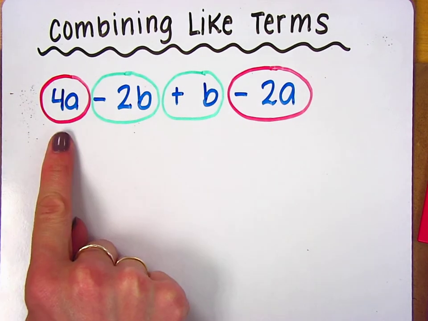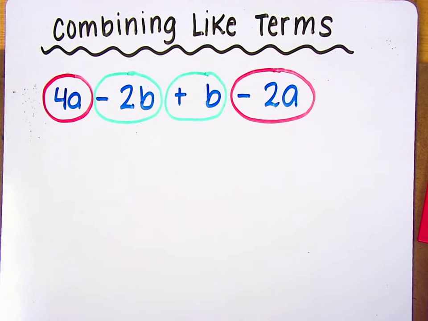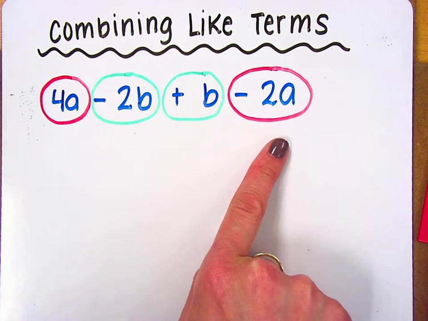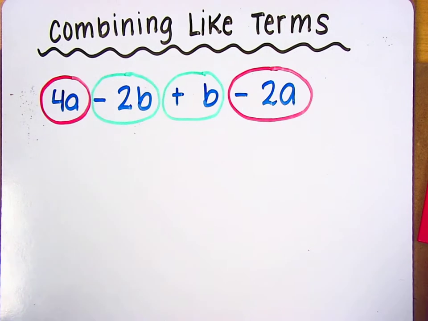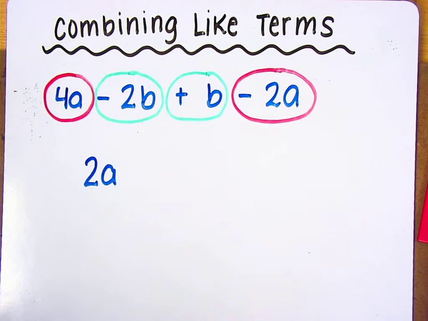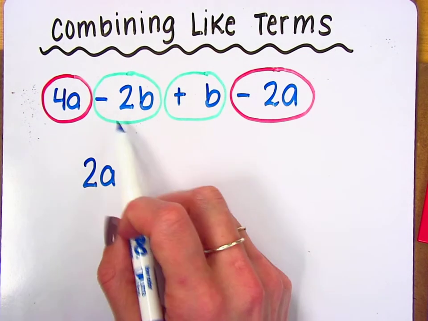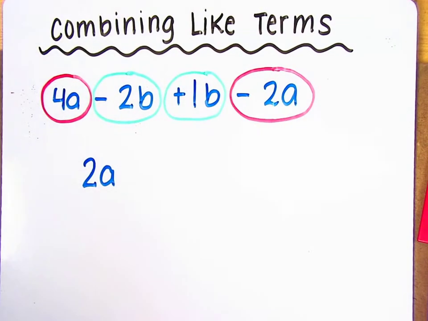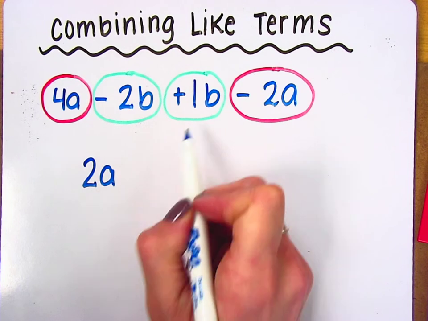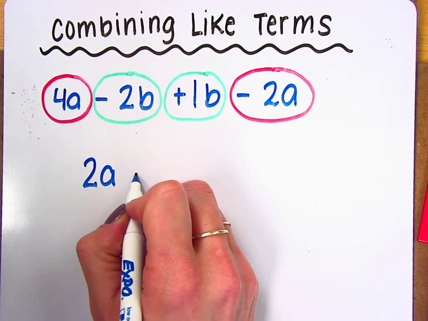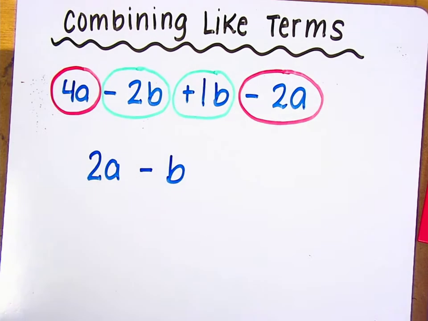So I'm looking at positive 4a and negative 2a. I like to visualize the algebra tiles without even using them and think I'm going to have 4 green rods and 2 red rods. Once I make my 0 pairs, I'm going to have 2 green rods, or positive 2, left over. Same thing I'm going to think about here. I have negative 2b and positive b, or positive 1b. So I'd have 2 red rods and 1 green rod. So I'd be left with 1 red rod, or minus b, or minus 1b.